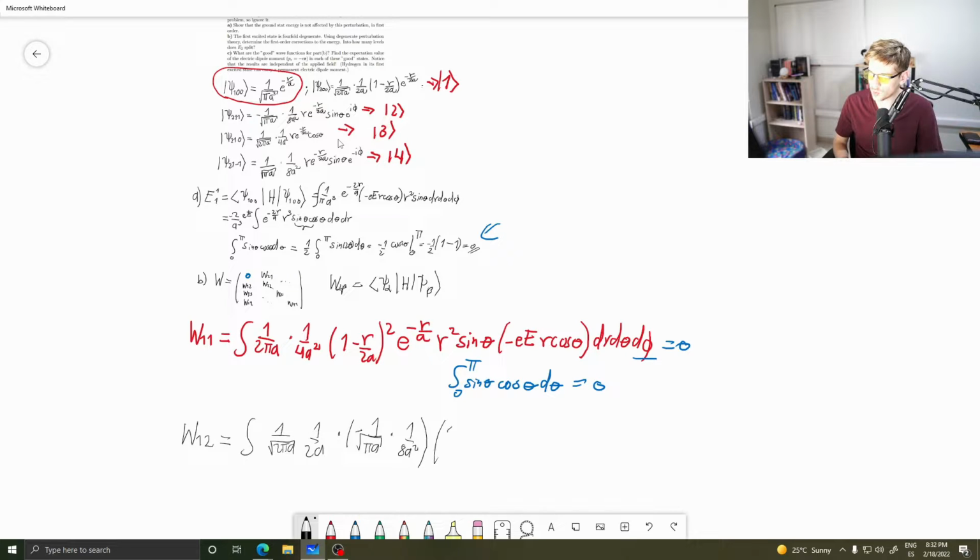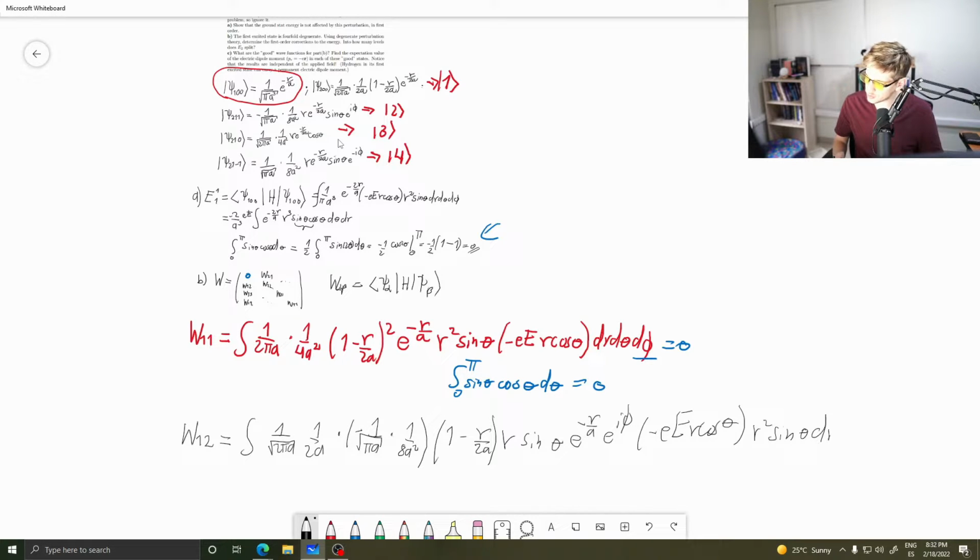So we get 1 minus r over 2a. Then this r here. So we get r sine theta. Then we have e to the minus r over a and e to the I phi. And of course, minus E, big E, r cosine theta, and r squared sine theta.